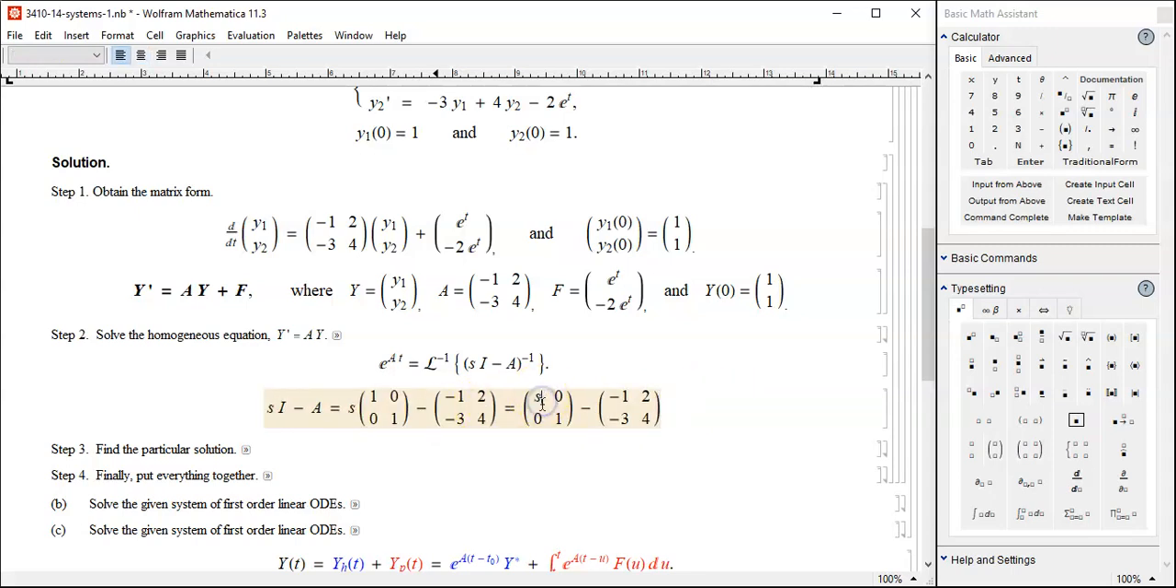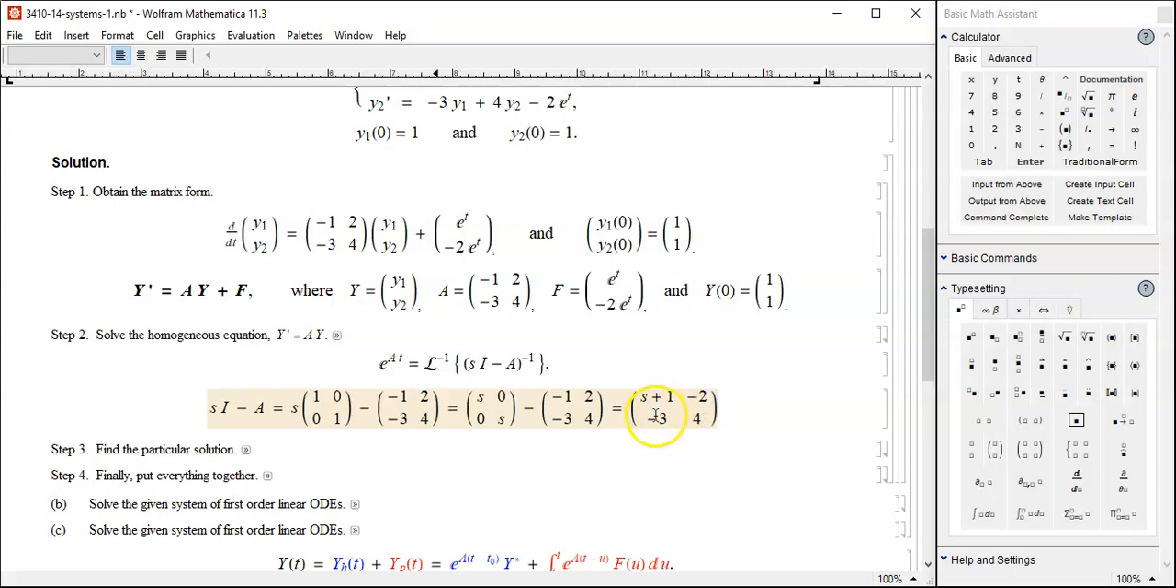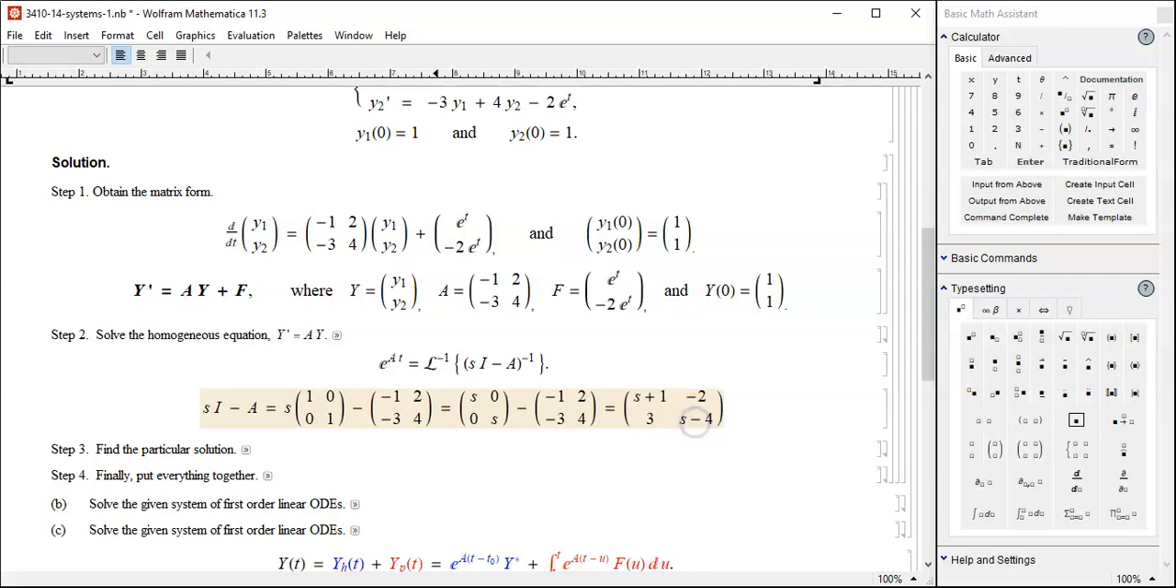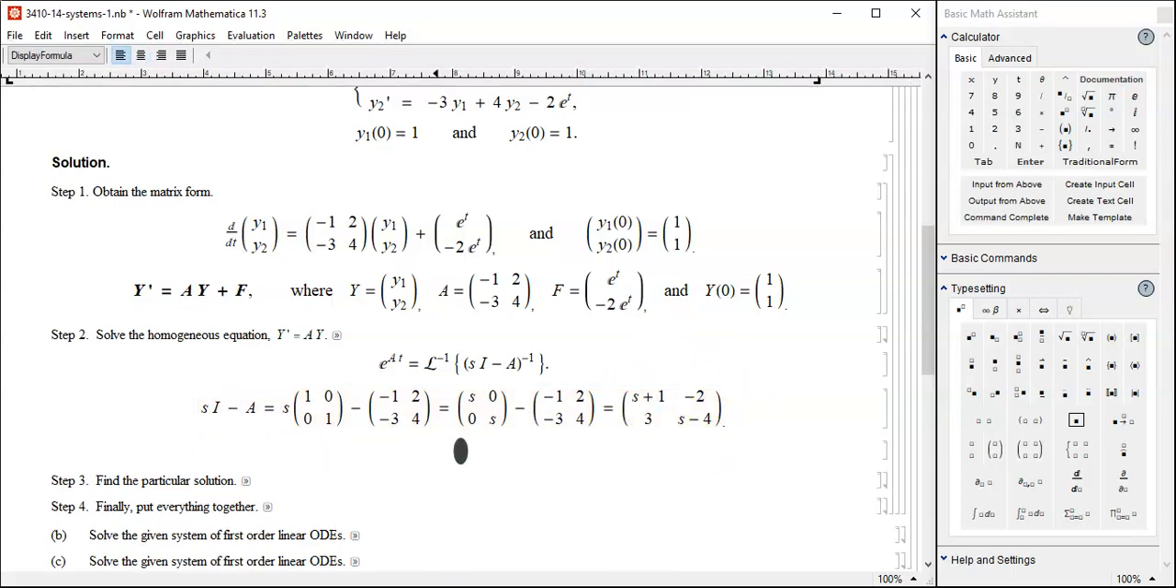We need s. Therefore, here we have s minus of -1, so we end up with s plus 1. And here 0 minus 2. Here 0 minus of -3. And here I have 0 minus s minus 4. So there goes the resolvent matrix. Oh no, not really, not the resolvent matrix yet. The inverse of this is the resolvent matrix.